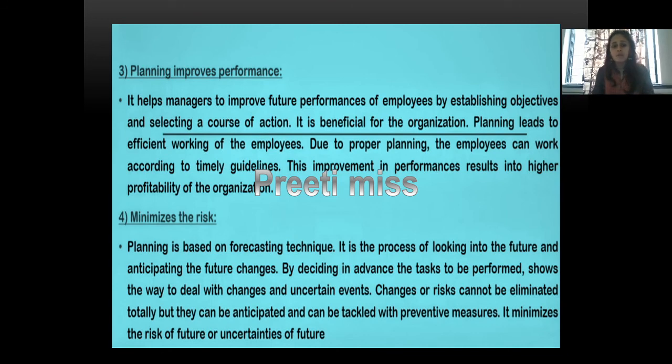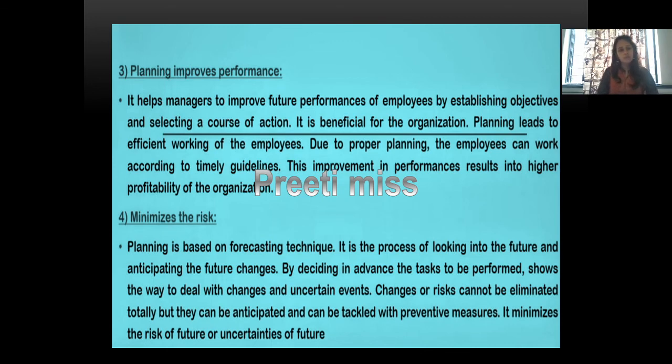We are not able to avoid it, but we can minimize the risk, we can anticipate the future. So once you have anticipated, you will be able to tackle it very nicely. So it minimizes the risk.